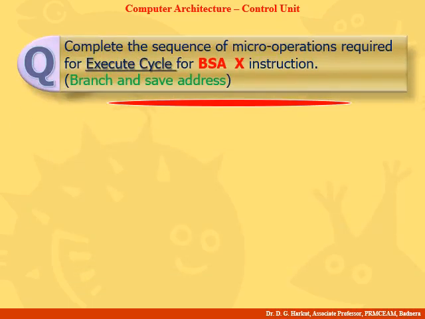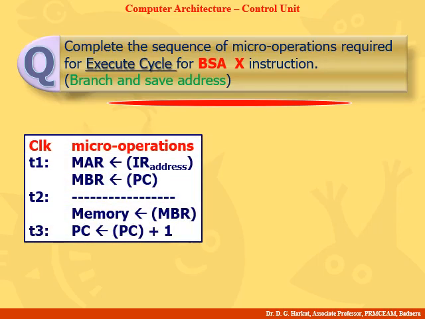Next, complete the sequence of micro operations required for the execute cycle of the instruction BSAX. The meaning of the instruction is branch and save the address. Here code is given. Within that code, one micro instruction is missing, and there are four different options. You need to identify the perfect option which will be most suitable for that missing instruction.